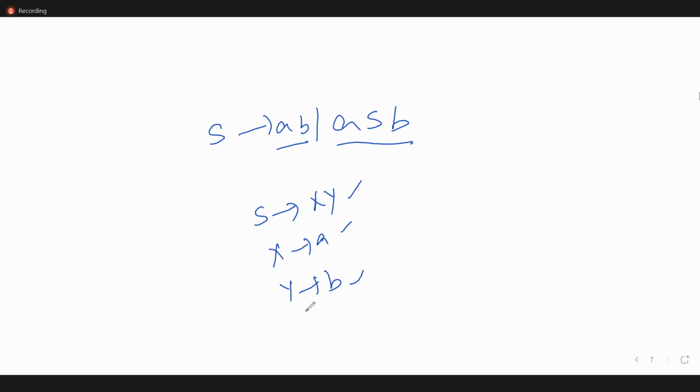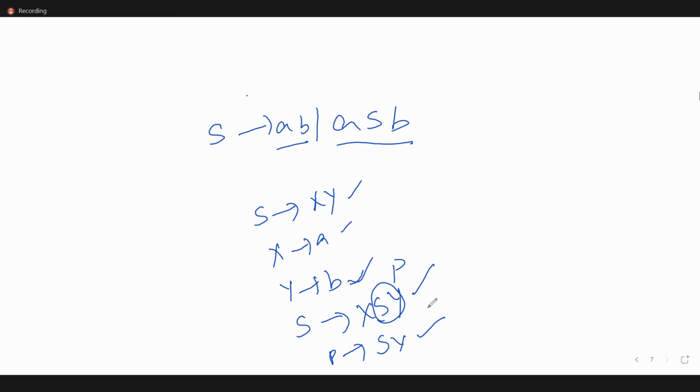What about this? S tends to AS. Already Y is deriving, no? A is nothing but X, right? But in CNF, only two variables are allowed. So I'm taking some P tends to SY, and in this place of SY, I'm replacing P. Now it is in CNF, XP is in CNF, SY is in CNF. Is it not? Am I clear with this, ma'am?